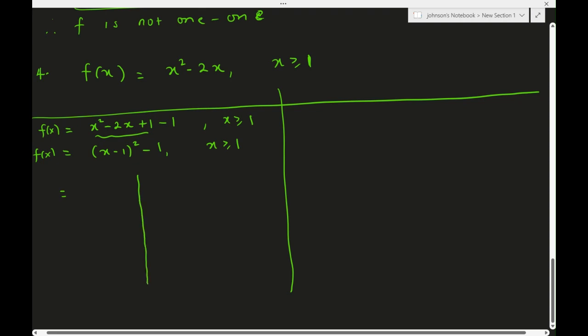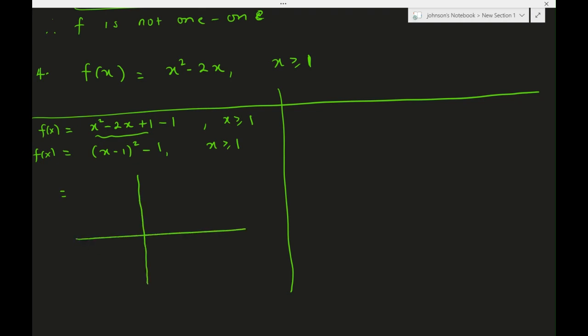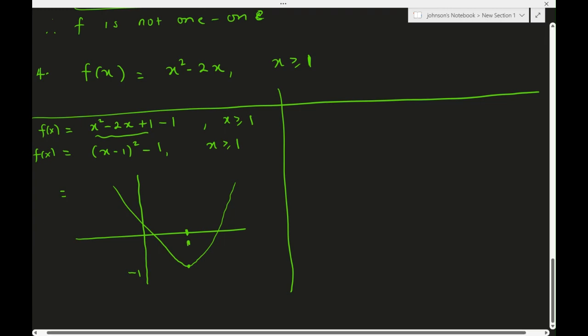And this we can easily graph. This is nothing but the graph of x squared shifted 1 unit to the right. So we are here at 1. And now you shift it 1 unit down. So we are here. So this is minus 1. So this will be an open-up parabola, something like this, not perfect, but it's okay to give us an idea of what we want.